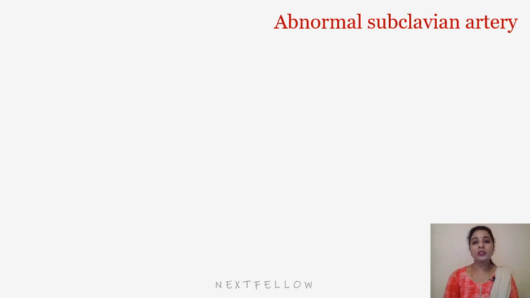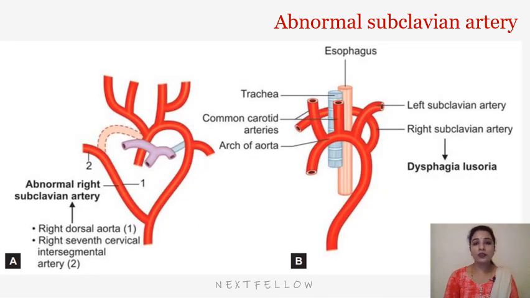Next is the abnormal subclavian artery, the abnormal origin of the right subclavian artery. It happens due to the disappearance of the right fourth aortic arch artery, proximal to the right dorsal aorta. In this case, the right subclavian artery forms from the distal portion of the right dorsal aorta and the right intersegmental artery, the right intersegmental subclavian artery, and it arises directly from the right dorsal aorta, giving rise to an abnormal subclavian artery. Because of the abnormal disappearance of the fourth arch artery on the right side, the right subclavian artery abnormally arises from the dorsal aorta.